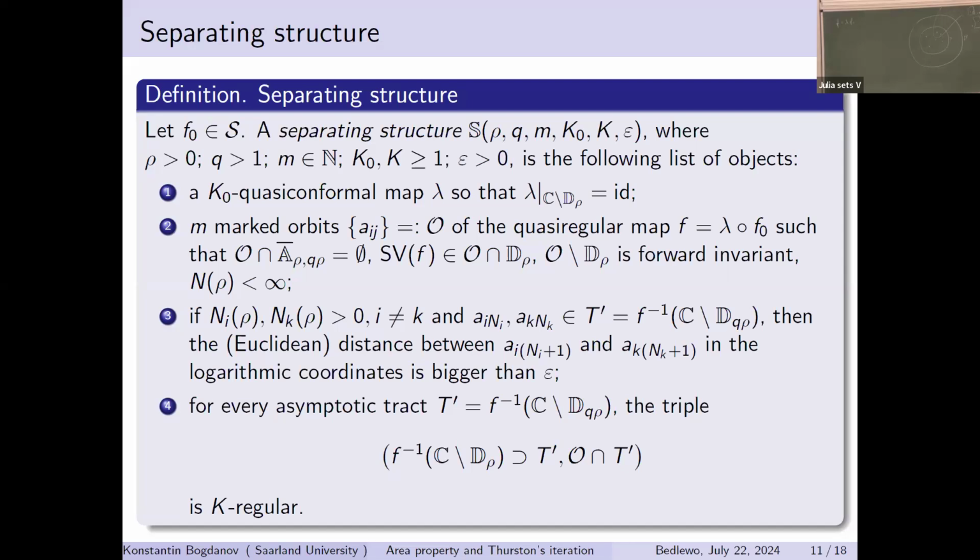And finally, condition 4 is sort of more elaborate. So this means the following.